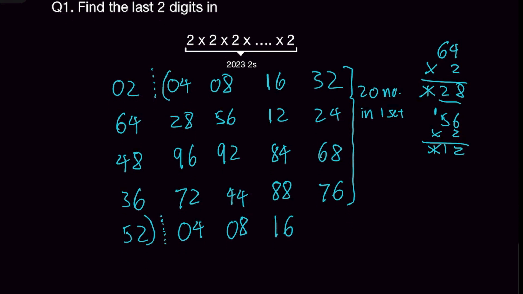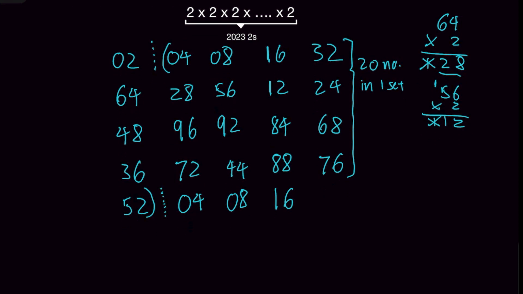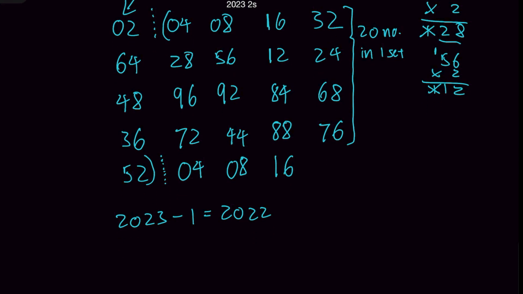So what should you do next? Since we have 2023 numbers in total, the first thing you want to do is to take 2023 minus 1. Why do we minus 1? Because you realize that this first number, 2, is not part of any set. The set always begins with 4. So we need to minus 1 first, and we get 2022. So we take away the first number.